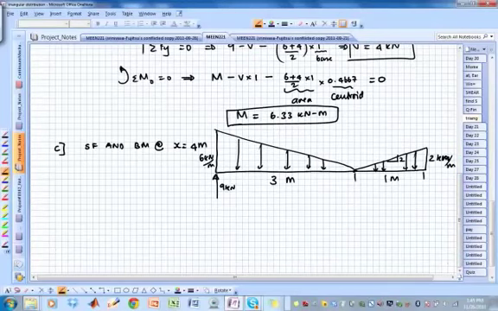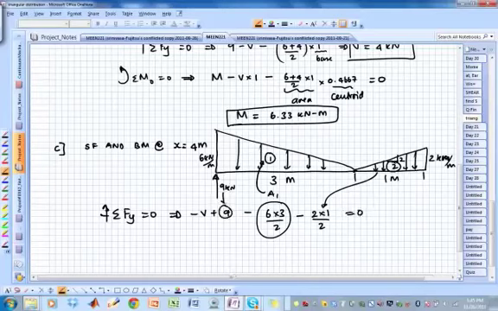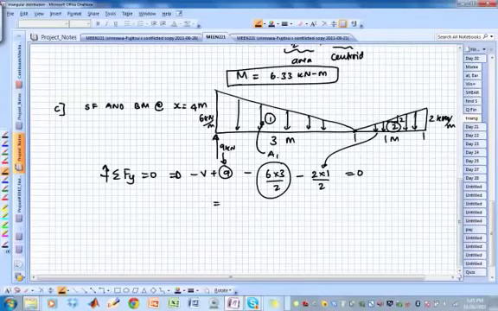Okay, so again, summation of all the forces in the y direction, upward positive, equal to 0, gives me minus V plus 9 minus 6 times 3 over 2, that is the area of 1, that's this one, minus 2 times 1 over 2, that's the area of the second one, that's that one, equal to 0. This is that. So this gives me V equals minus 1 kilonewton.